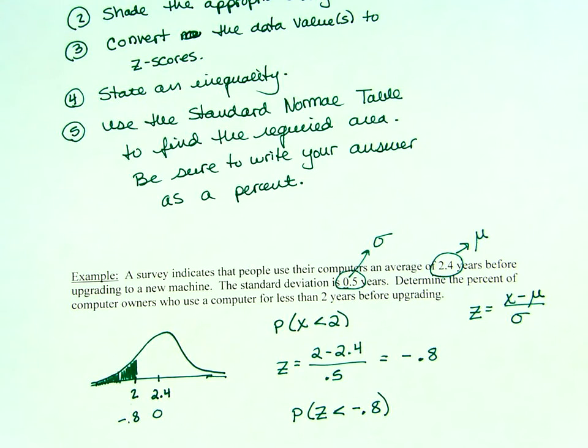We're going to use the standard normal table to find the required area. We can do that because now we're dealing with z-scores rather than actual data values. And then we'll just write our answer as a percent.